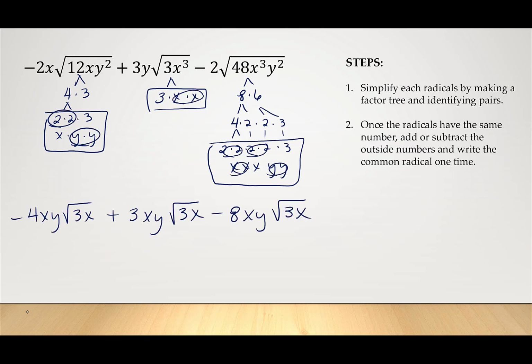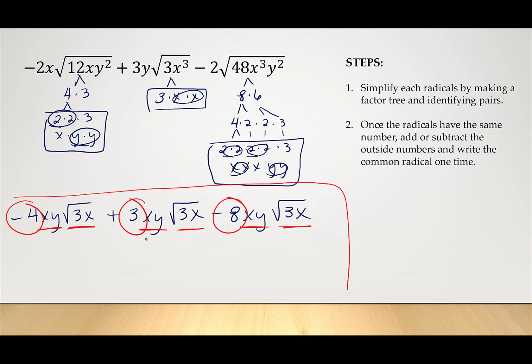Okay, this is what your radicals should look like once you have pulled out the pairs and multiplied them to the outside. A few things I want to point out. Notice that each radical has the same number underneath, and each radical has the same variables on the outside. Because of those two things, the same number under the radical and the same variables on the outside of the radicals, we can combine these numbers together. Negative 4xy plus 3xy is negative xy, minus 8xy is negative 9xy square roots of 3x.